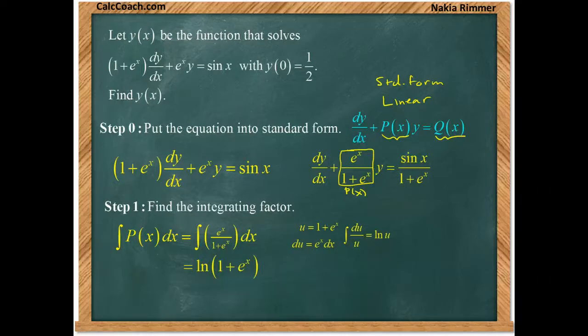Why do we need this? The integrating factor, mu, is e to the integral of p of x dx. And so we then replace the integral of p of x dx with the natural log, and these guys can cancel. So it turns out that your integrating factor is 1 plus e to the x. Okay, great. Well, now what do we do with this?